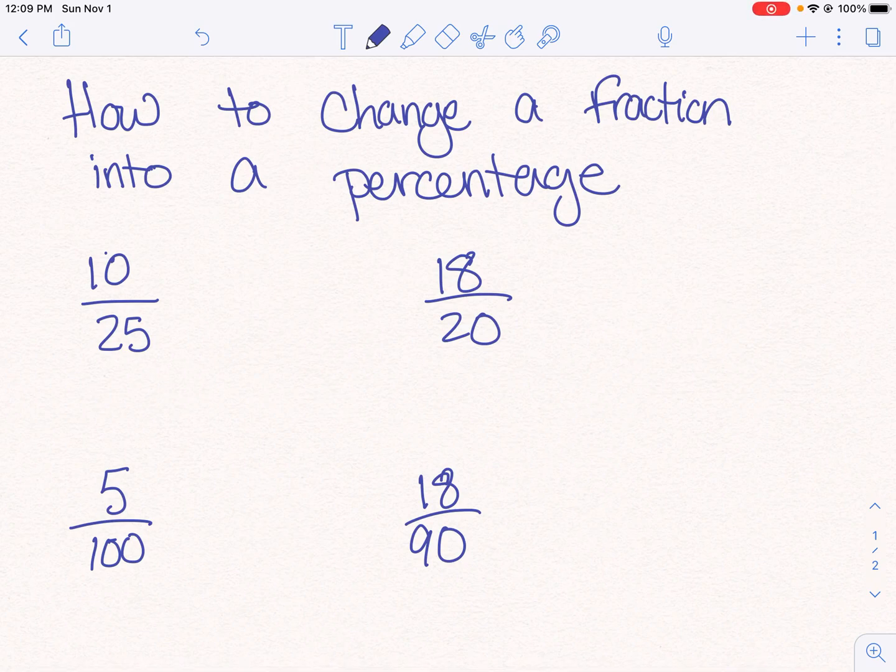So in this video, we're going to talk about how we're going to change a fraction into a percentage. So I'm going to just go over a couple examples. Hopefully you have your calculator with you so then you can practice along with me.